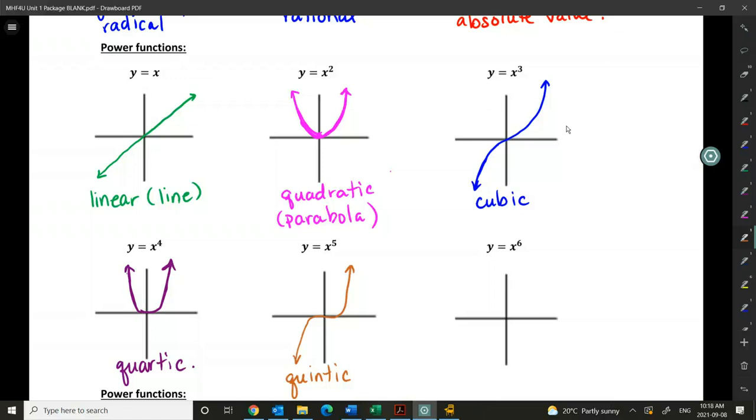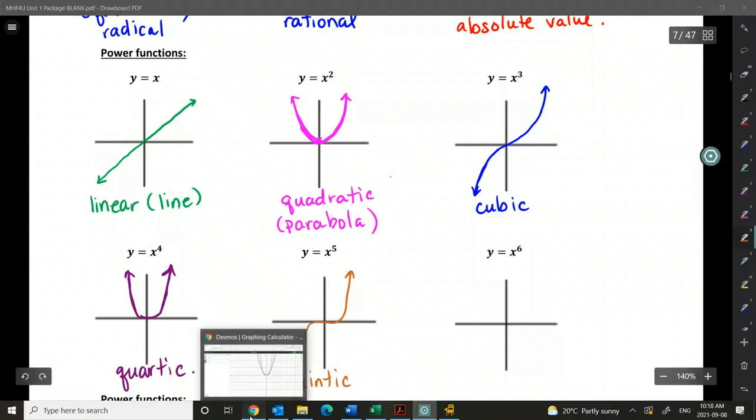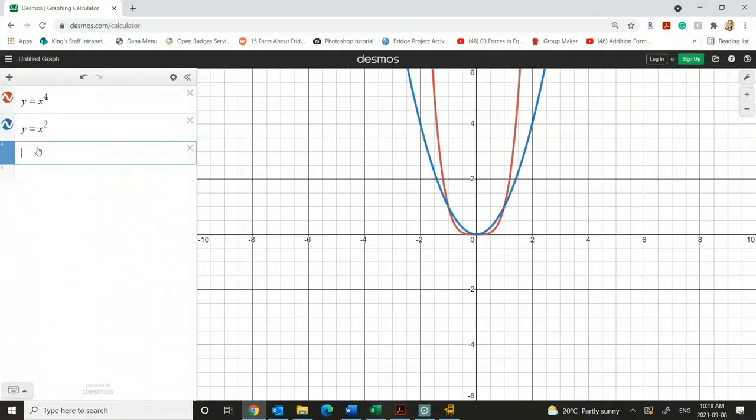I'm going to guess go even wider base than y equals x^4 and then steeper. Okay, so steeper or maybe skinnier this way, and then maybe a little bit more boxy at the bottom. So why don't we just add that right onto this graph here? We'll go y equals x to the 6.